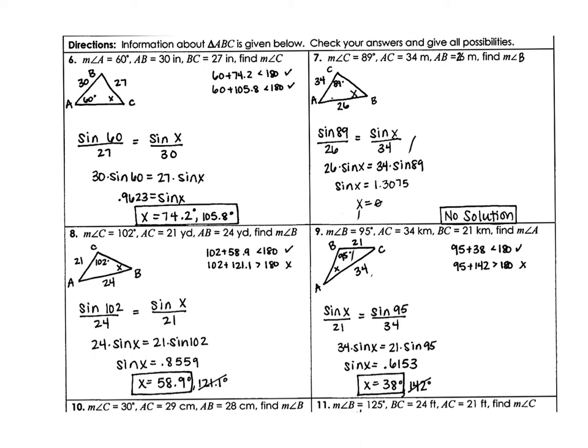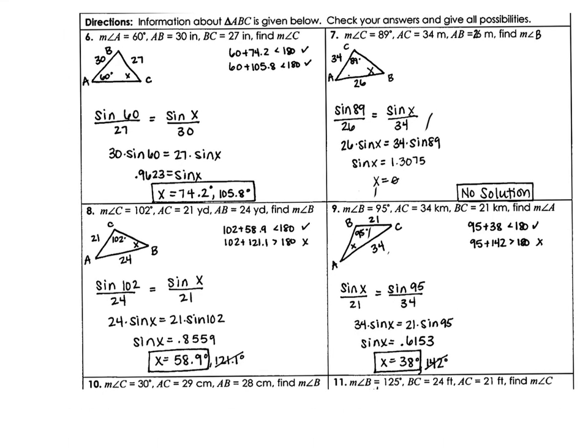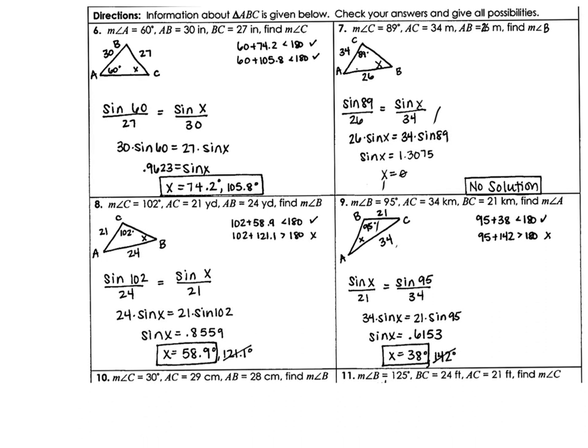Pay attention to what I was saying. Two angles in numbers 6 were just fine, like I said. They're both good. Number 8 cannot have two obtuse. Number 7, look what I was telling you. The sine of that angle is not between negative 1 and 1. There's no solution.